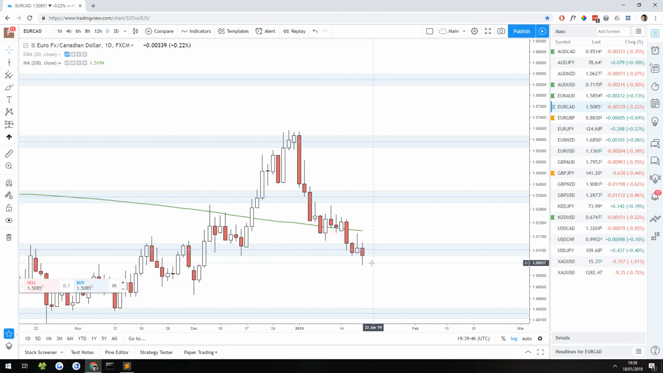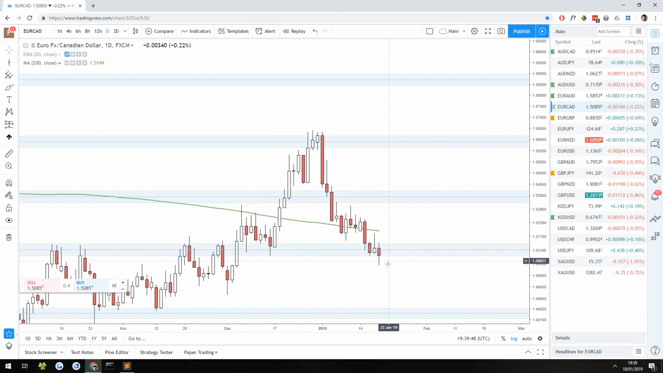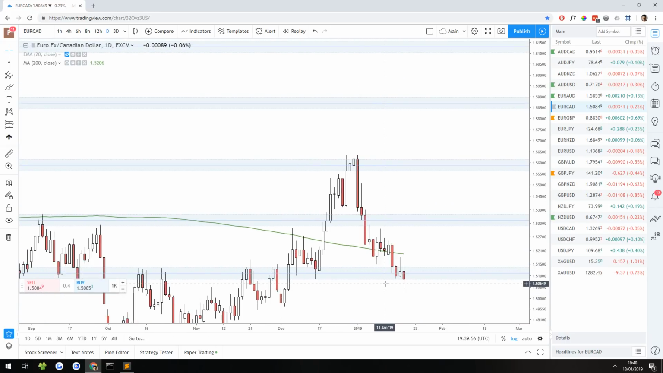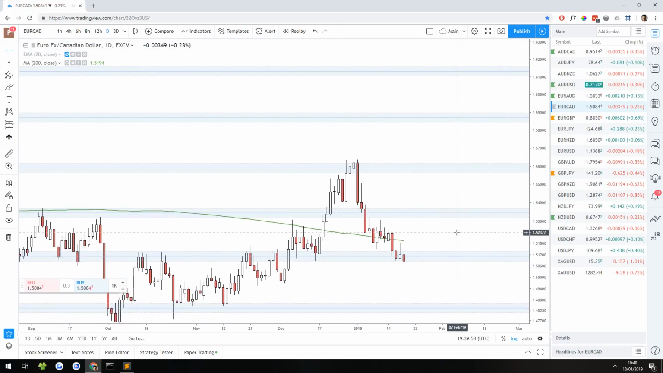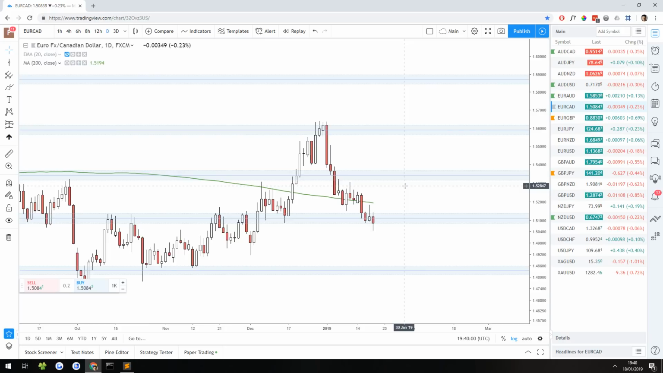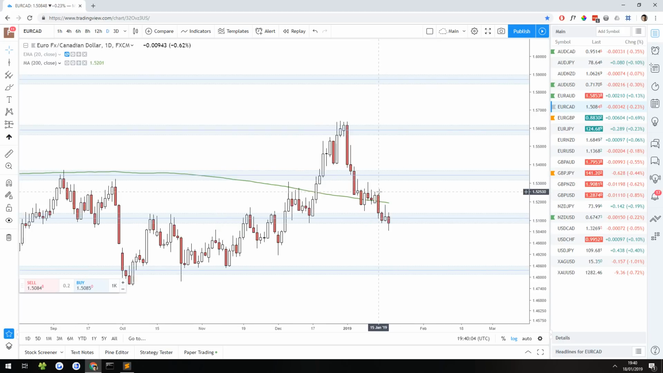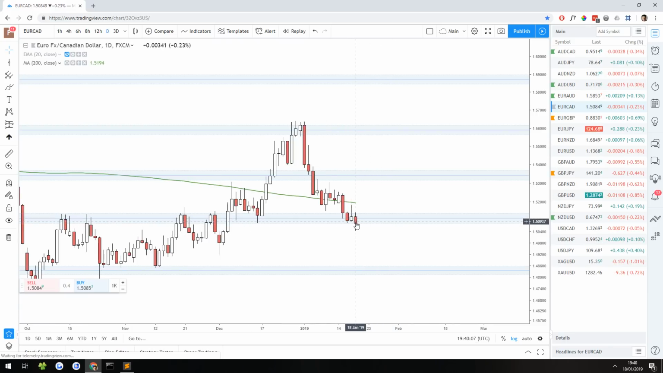And now what's happening is we're getting what looks like a pretty decent indecision candle here on the daily. This Friday candle here looks pretty good. Next week, this might end up being a decent trade. Hopefully next week there's less Brexit stuff going on, and we might be able to jump into a trade here. It looks like a decent indecision candle at the moment.